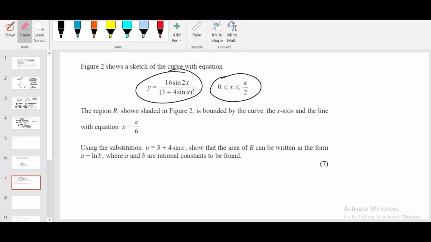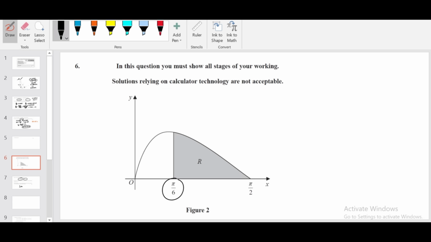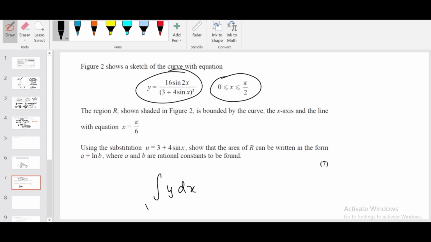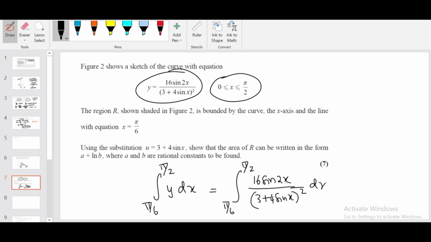The region R shown shaded in the figure is bounded by the curve, the x-axis and the line with the equation x equals pi over 6. Using the substitution, show that the area can be written in this form. So to find the area, we need to integrate the y from pi over 6 to pi over 2. So it's the same as the integral from pi over 6 to pi over 2 of y, replacing y by the function 16 sine 2x divided by (3 plus 4 sine x) whole squared, dx.